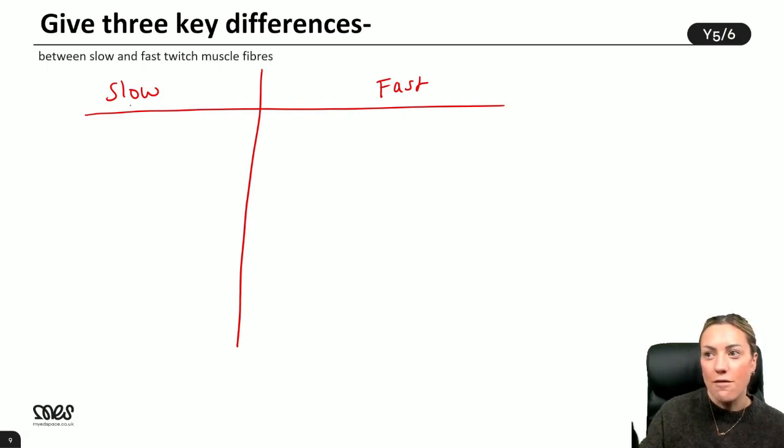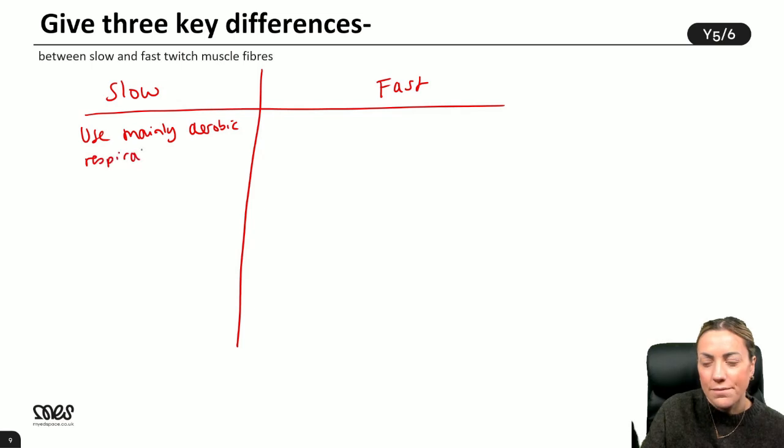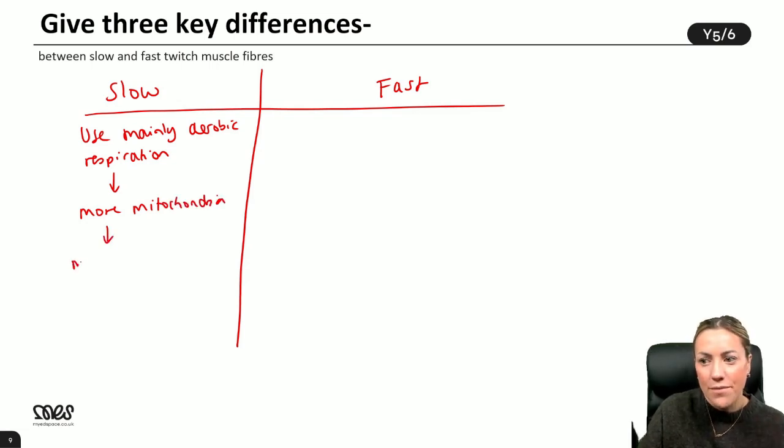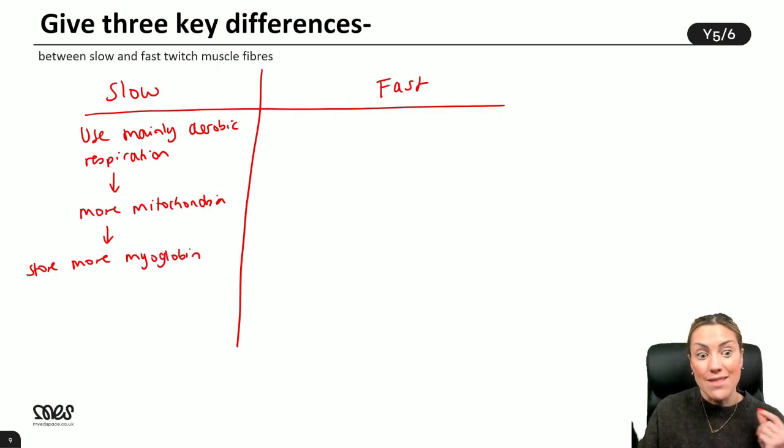So I would always start off by saying slow twitch muscle fibers, or just slow muscle fibers, use mainly aerobic respiration. And then everything else follows on nicely. If they're doing mainly aerobic, you know they're going to have more mitochondria, because that's the site of aerobic respiration. You know they're going to store more myoglobin, so they've got that protein that stores oxygen for aerobic respiration.